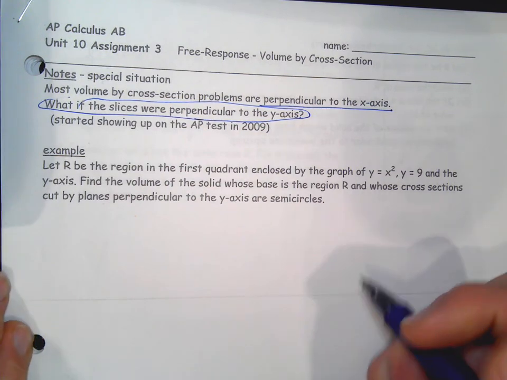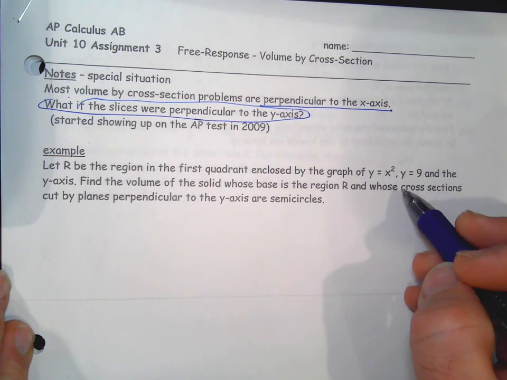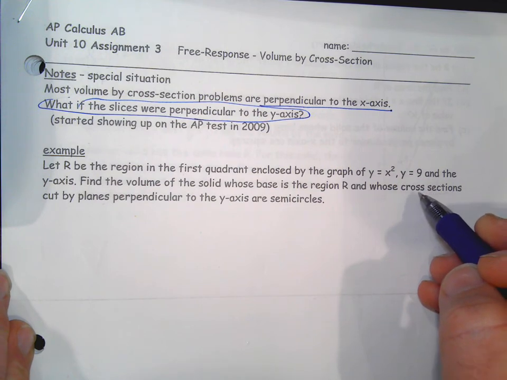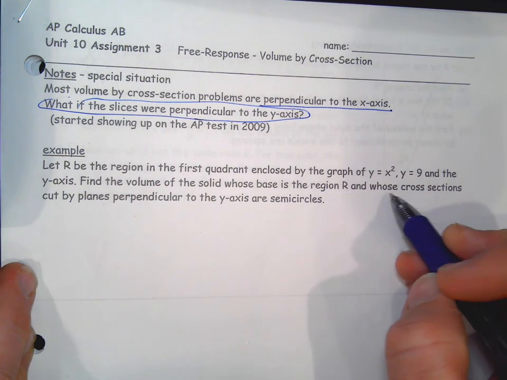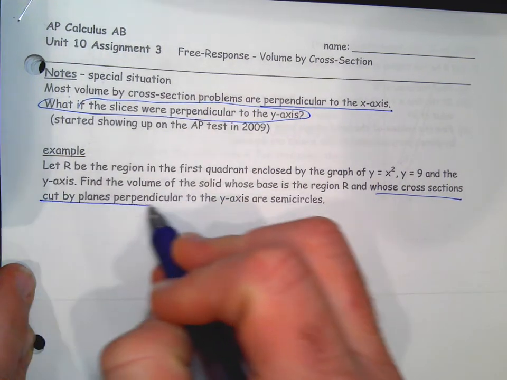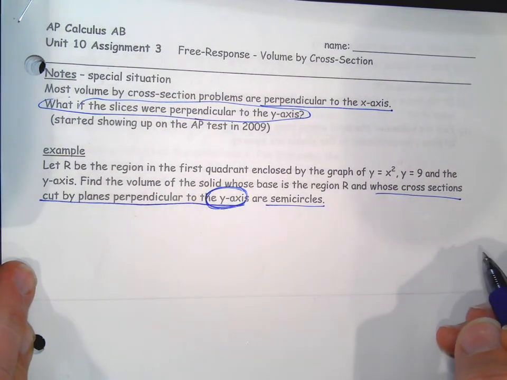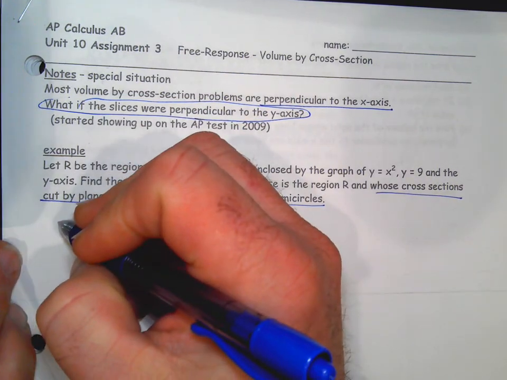Let R be the region in the first quadrant enclosed by the graph of y equals x squared, y equals 9, and the y-axis. Find the volume of the solid whose base is region R and whose cross-sections are perpendicular to the y-axis are semicircles. So let's draw a picture.